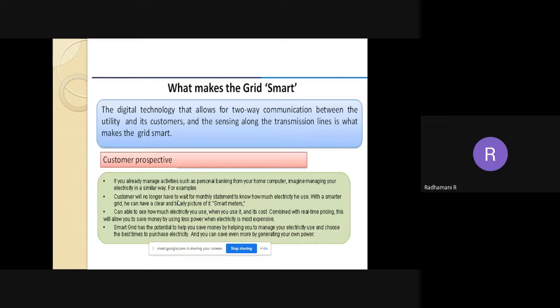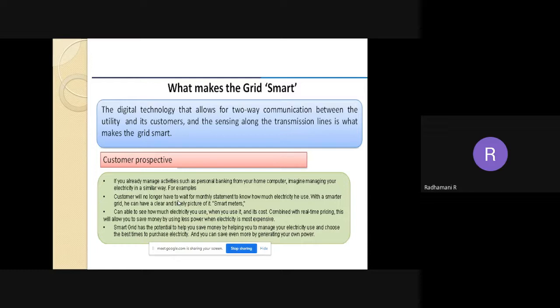Nowadays you are using smartphones. We know the meaning of smart, isn't it? With the help of this, you can manage your personal banking from your home computer or your mobile phone itself. Imagine that you are managing your electricity in a similar way.